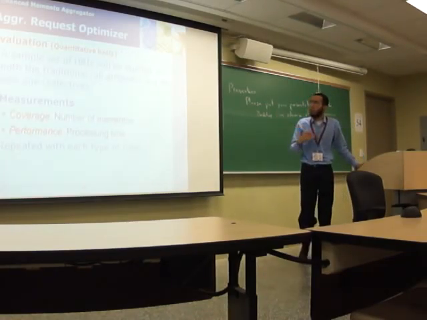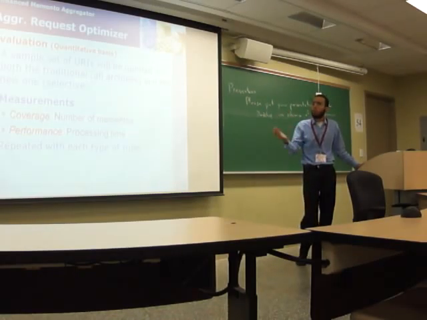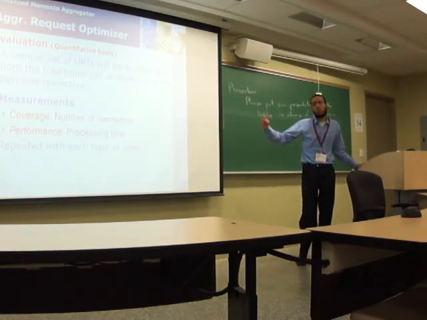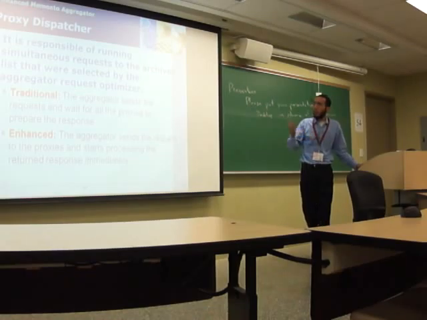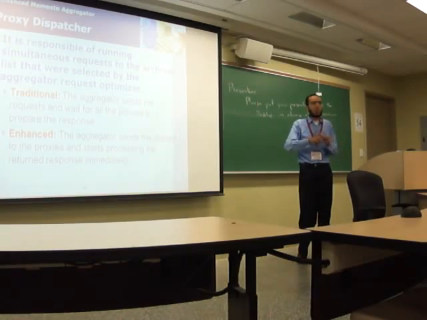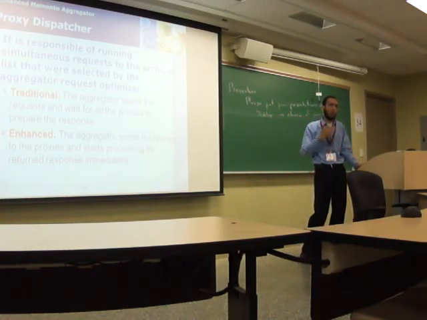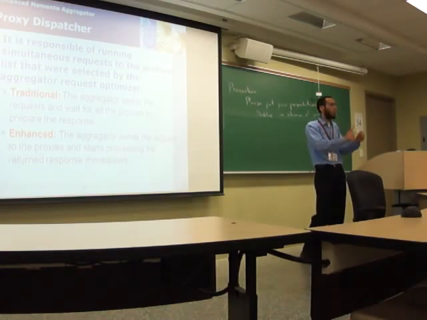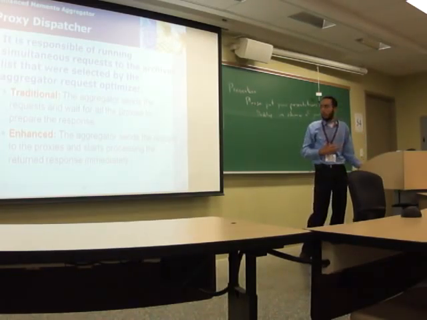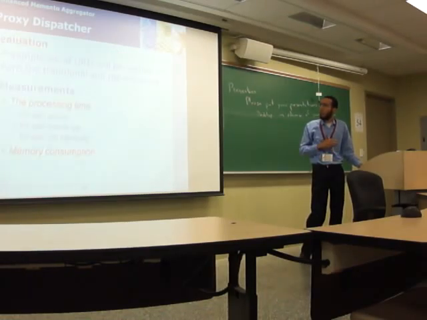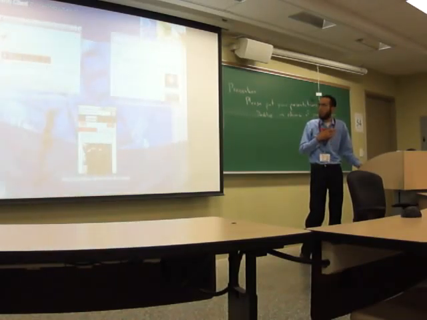For the evaluation, we are going to take sample sets of URIs and query on both traditional and enhanced, check the coverage and the performance, and repeat it with each kind of URI. The other component is the proxy dispatcher. Instead of sending all the requests, waiting for all of them, and then processing, now whatever URI or result is retrieved from any archive or proxy, I can start to process it for the quality measurement and this stuff. For the evaluation, I mainly depend on the processing time and the memory consumption.